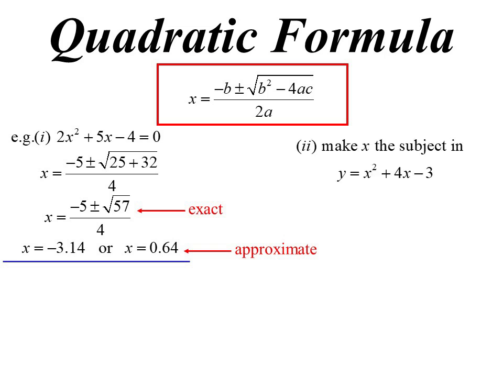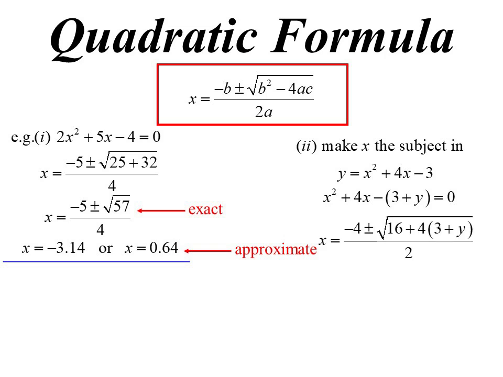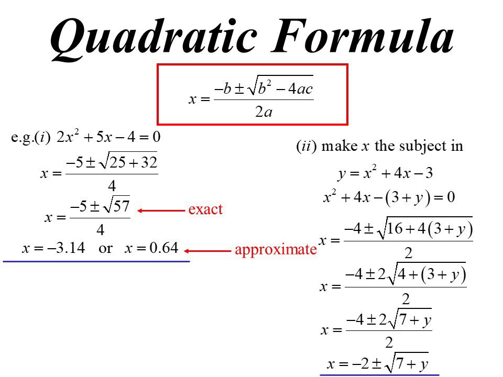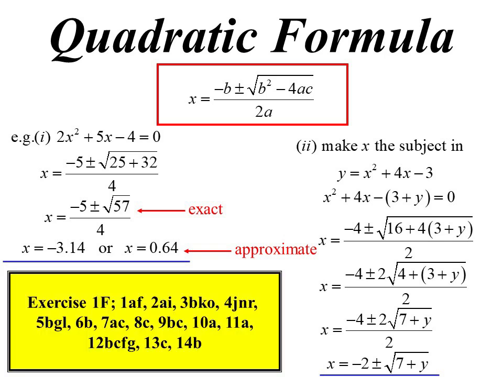Making x the subject in a formula or an equation, something like this, we can still do it via the quadratic formula. Because what we do is we make it look like a quadratic equation. So y becomes like a constant number. And we just plug it into the formula. Negative 4 plus or minus square root of 16 plus 4 times 3 plus y. Well, that tidies up because the square root of 4 is 2. 2's will cancel in. And there we have it. Negative 2 plus or minus the square root of 7 plus y. We've made x the subject in that. A recap there of quadratic equations.